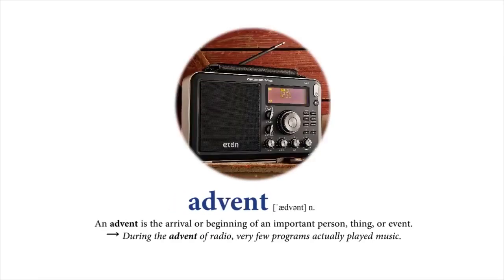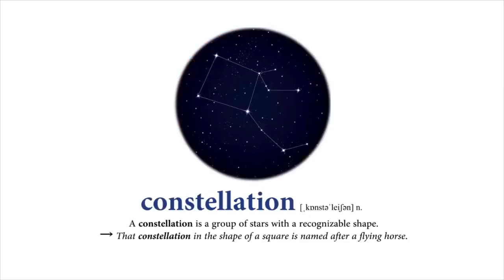Advent. An advent is the arrival or beginning of an important person, thing, or event. During the advent of radio, very few programs actually played music. Constellation. A constellation is a group of stars with a recognizable shape. That constellation in the shape of a square is named after a flying horse.